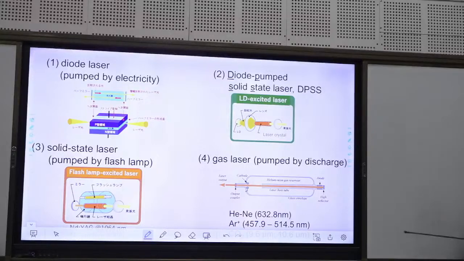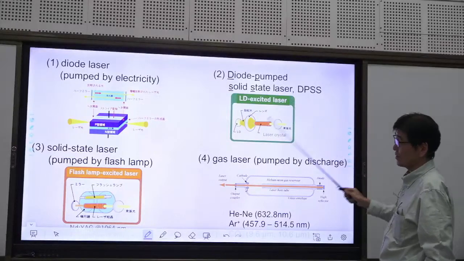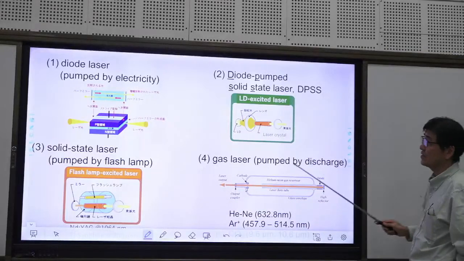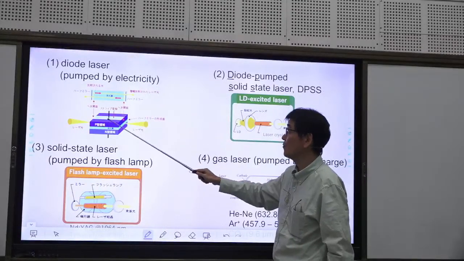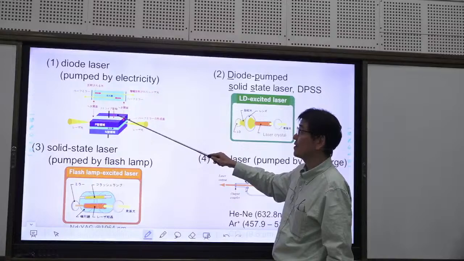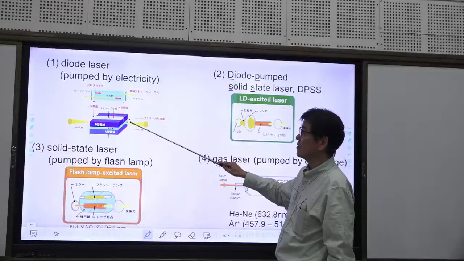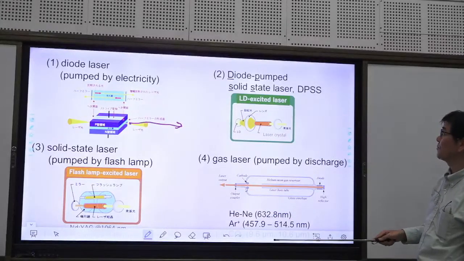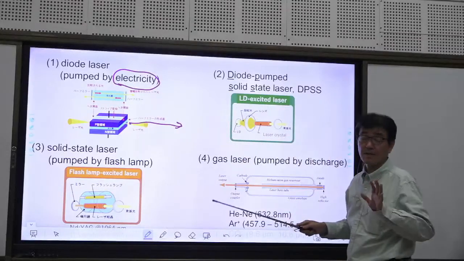There are several kinds of laser: diode laser, diode pumped solid-state laser, laser pumped by flash lamp, or gas laser pumped by discharge. In the case of diode laser, here is some diode. Current excites this diode. Then it emits a light. And this emission light is laser light. In this case, the electricity is the external energy source.